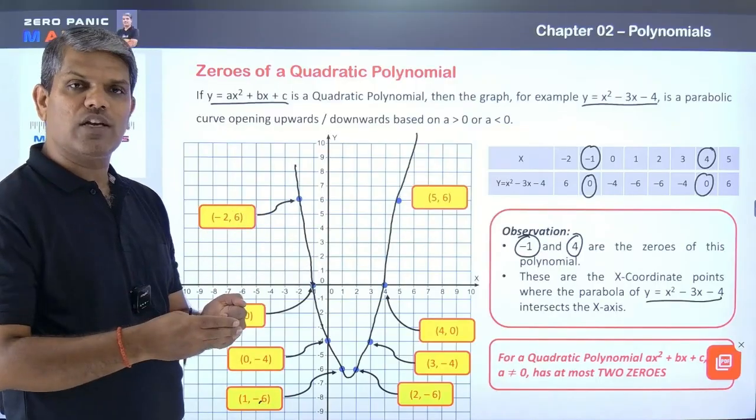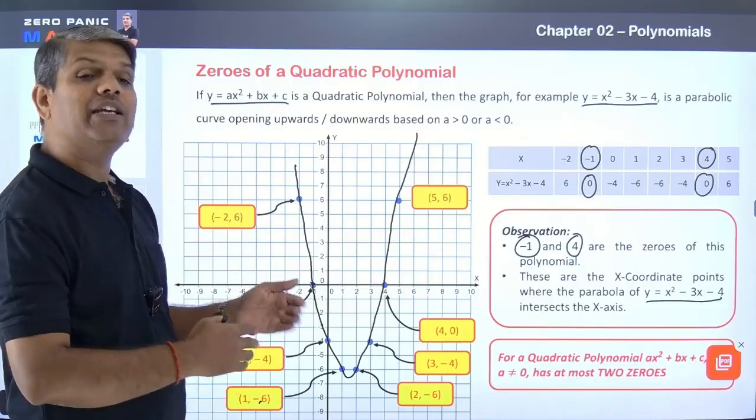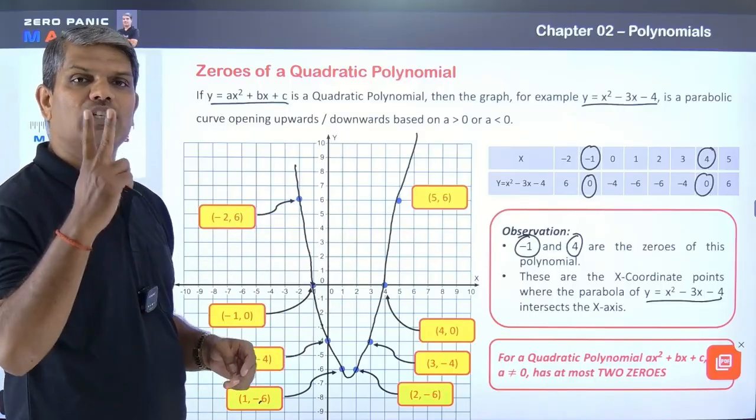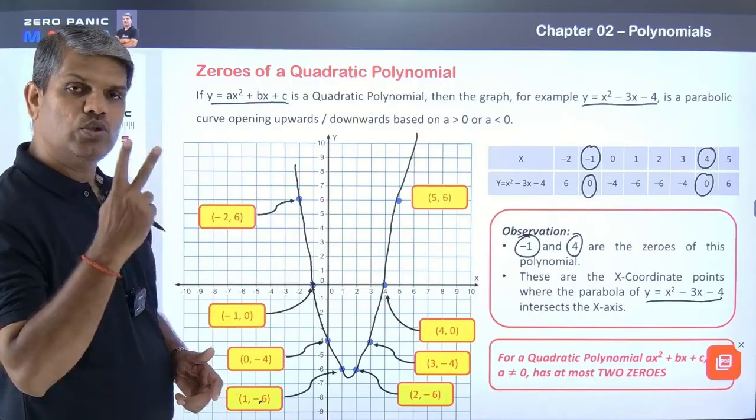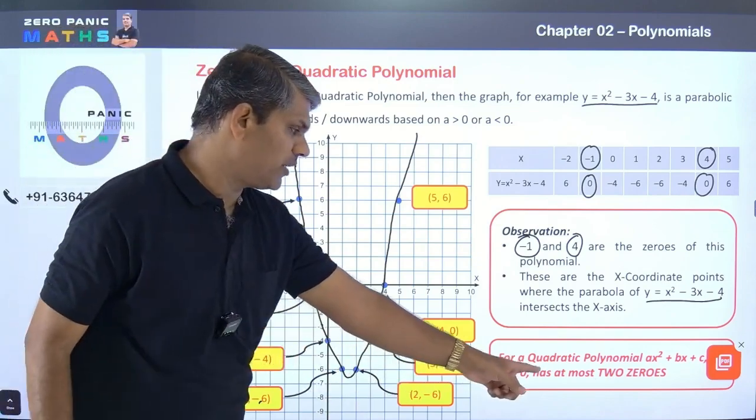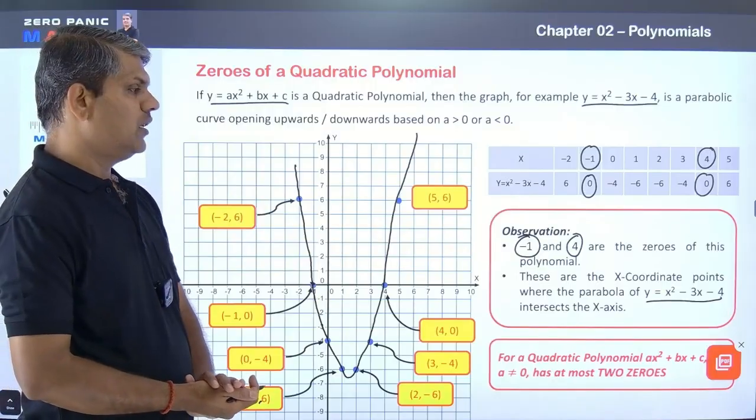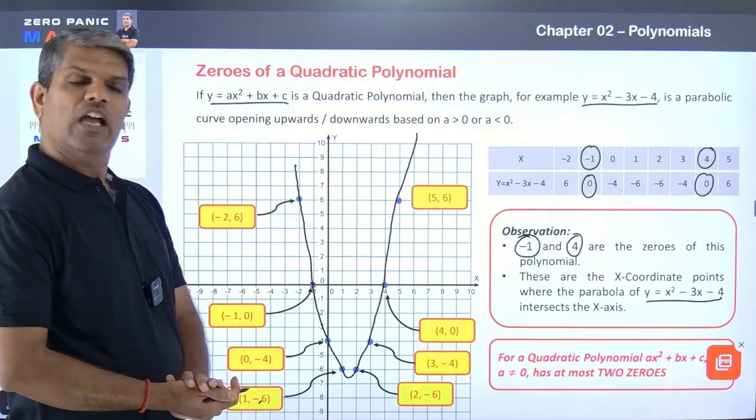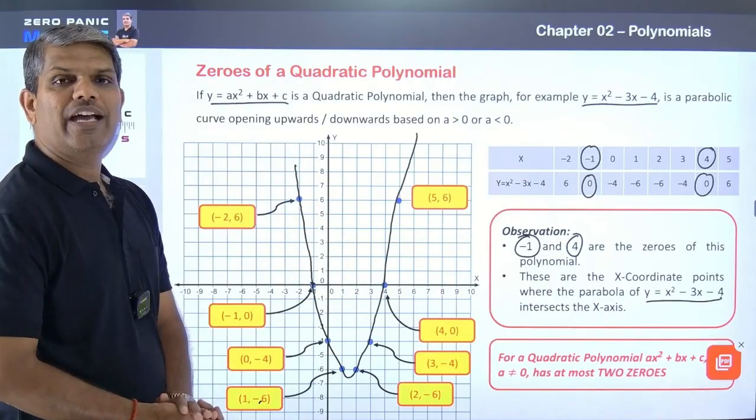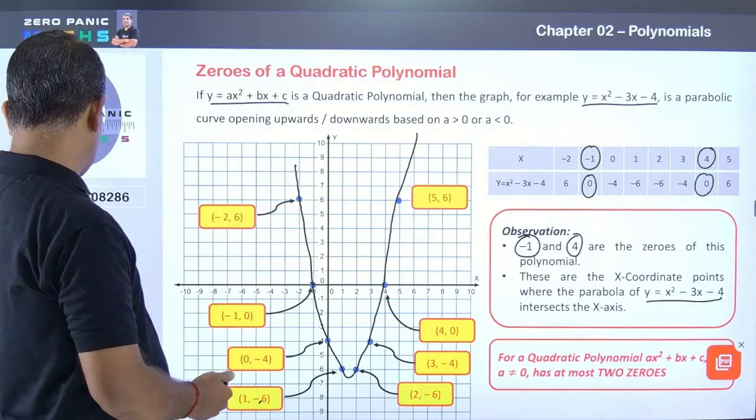So at most two zeros. A quadratic polynomial might have only one zero also, but at maximum it is going to have two zeros. So that is the observation that you should see here. Okay, now let us move to the next section to verify some of the features of this.